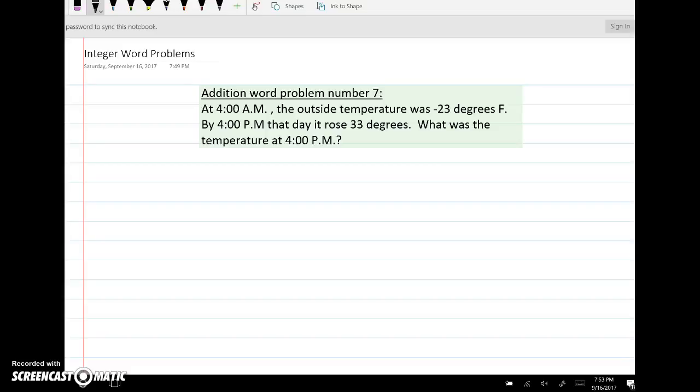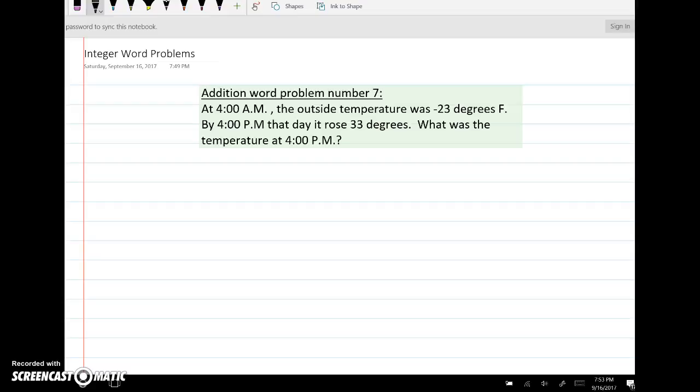Hi everyone, today we're going to go over solving integer word problems. Follow along on the sheet that I handed out for homework today. We are going to be starting with the first problem on the side that says addition word problems. So we're starting on number 7. Let's go ahead and read this.